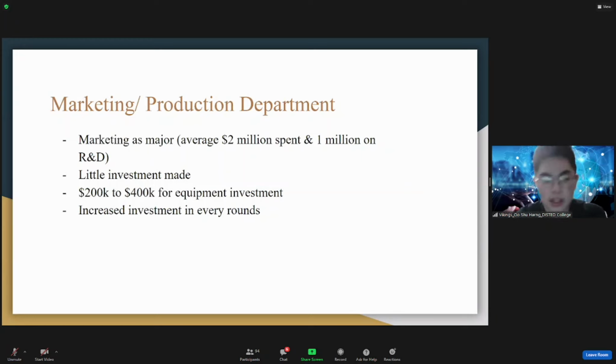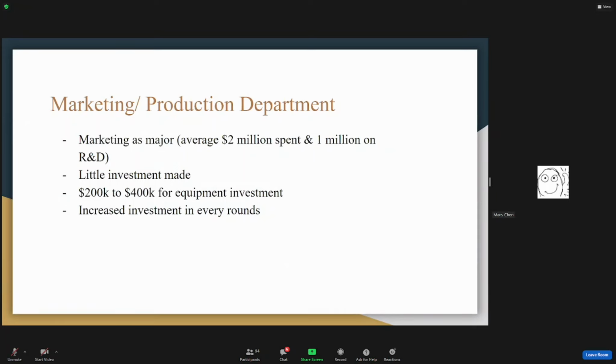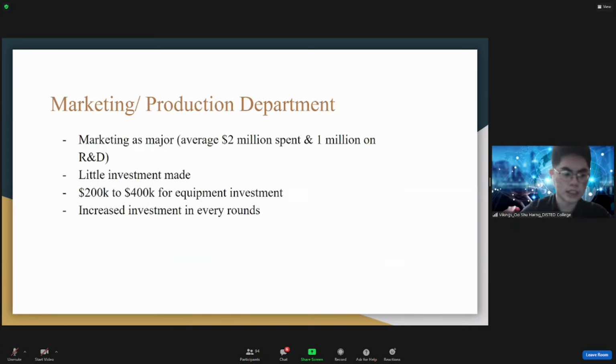To conclude this part, we increase our investment gradually on R&D and marketing. This will outperform our major competitor, who was lacking market share of 15% in round 1, along with limited capacity in production. So I'll end my discussion.